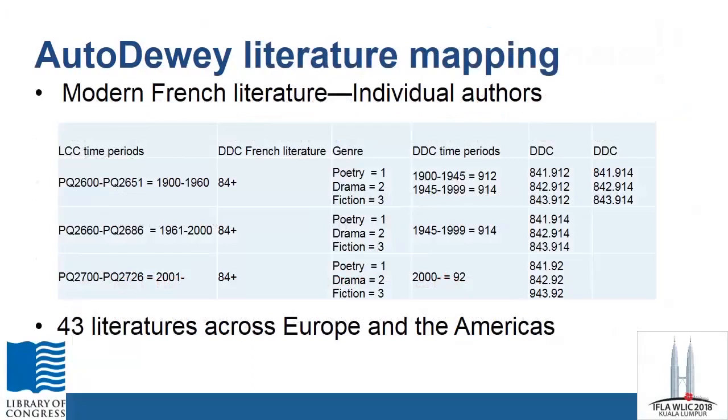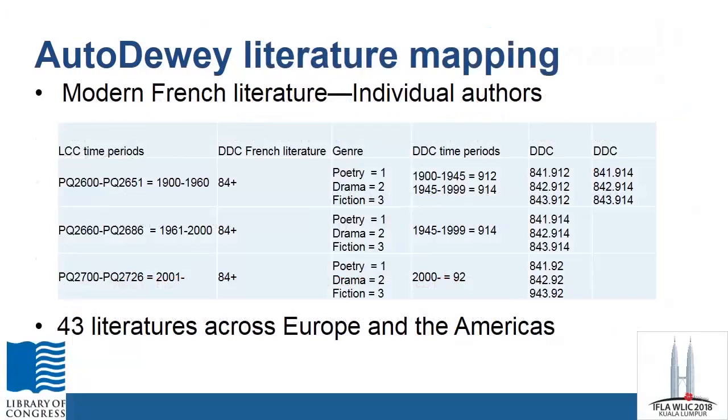And so the way it works is that it will ask the cataloger, okay, I see that you have 1952 as your LC number. And then it'll ask you, is it poetry, fiction, or drama? You say, okay, this is poetry.